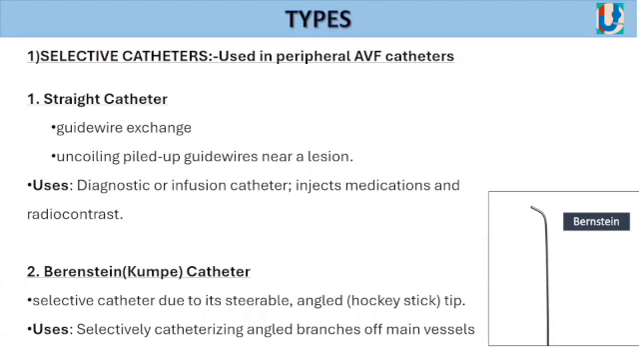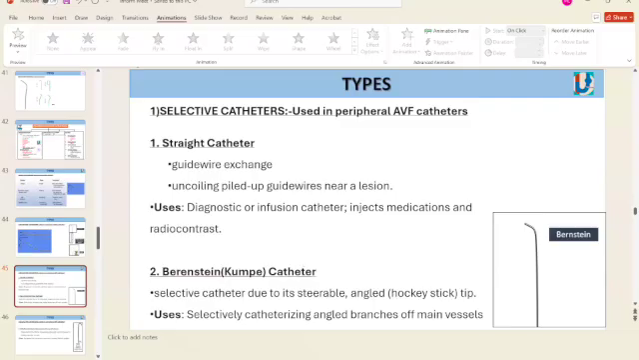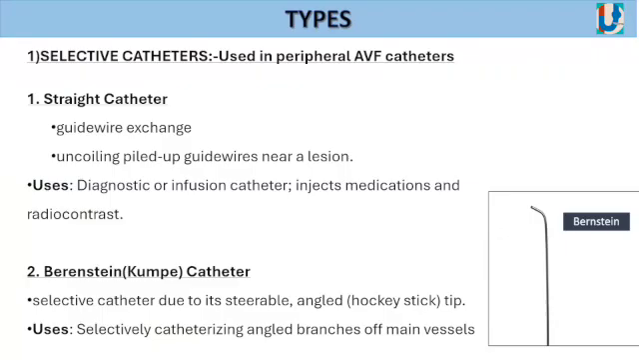This is an angled catheter, glide catheter, black color. I'm showing the catheter. If it is visible in my video, this is a Cobra catheter.